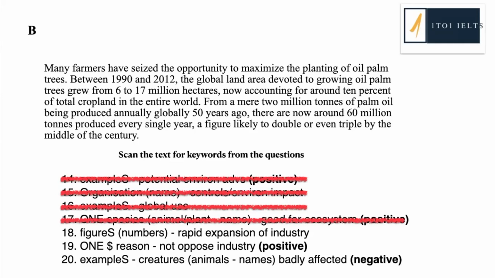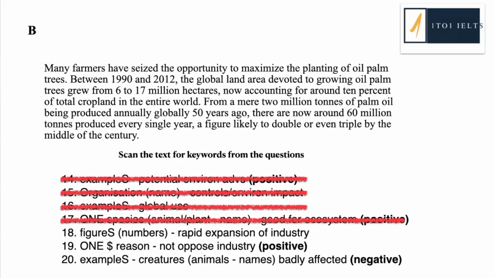It also mentions that from a mere 2 million tons of palm oil being produced annually globally 50 years ago, there are now around 60 million tons produced. Once again, this is showing a growth in the industry. So we can be very sure that 18 here is going to be found in section B.